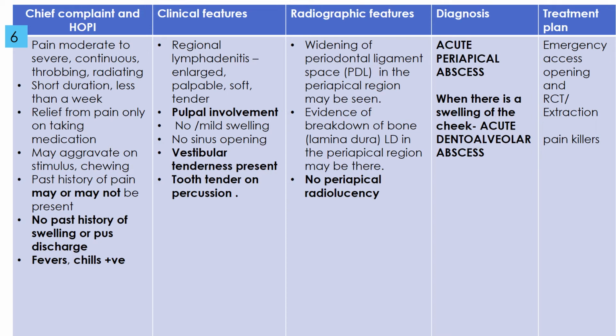So the diagnosis would be an acute periapical abscess. Now, if there is a visible swelling in the cheek, then you would want to extend the terminology to an acute dento-alveolar abscess. Essentially, a periapical abscess and a dento-alveolar abscess are the same. It's just that the extent of involvement in a dento-alveolar abscess is larger. So the treatment plan would be an emergency access opening, followed by root canal treatment or an extraction. The patient will require painkillers to subside the pain.